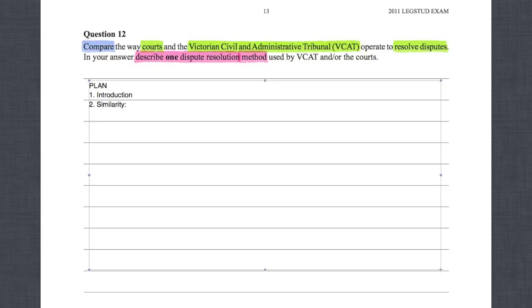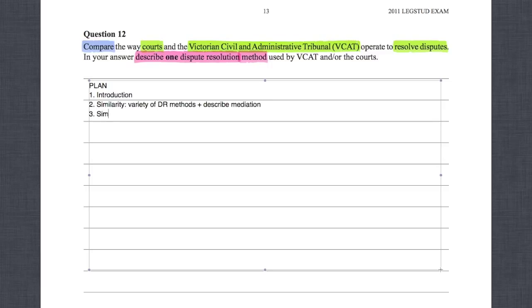And my first similarity is that they use a variety of dispute resolution methods. The reason I've chosen that technique or that similarity there to use is because I want to include the description of one dispute resolution method. So in this part of my answer, in this paragraph, I'm also going to describe mediation because that's the dispute resolution method that I've chosen.